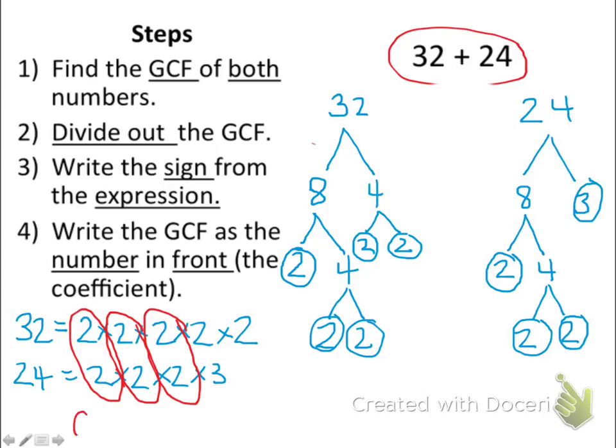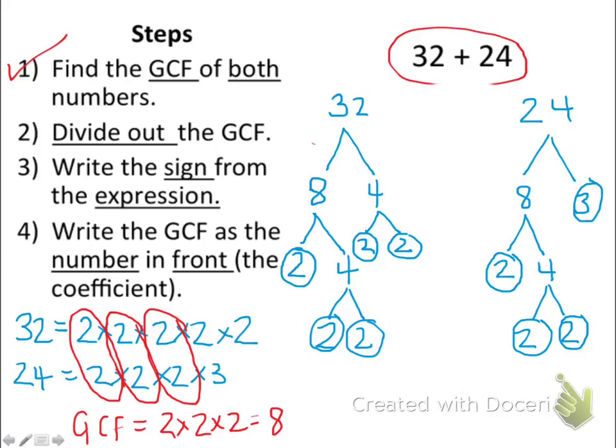And then to find the GCF, I multiply them together. So our GCF is equal to 2 times 2 times 2. Well, 2 times 2 gives 4, times 2 is 8. So my GCF is 8. And now I'm done step 1.